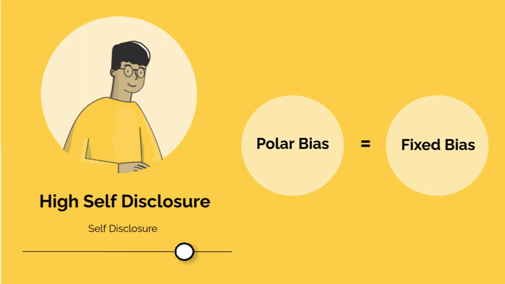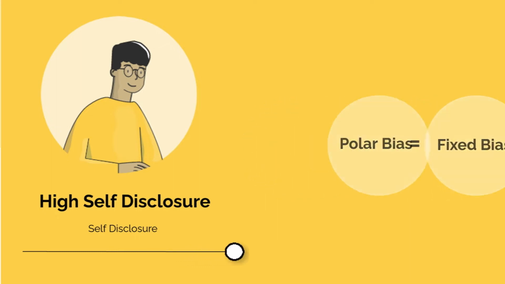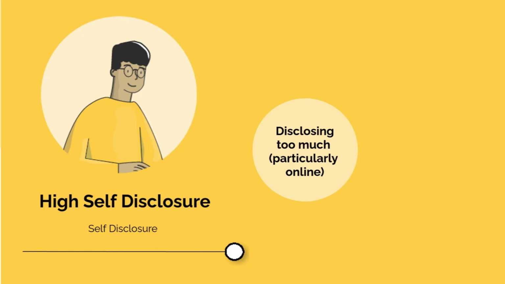A polar bias towards high self-disclosure increases Alex's risk of disclosing too much, making himself vulnerable, particularly online, and dominating conversations with his own thoughts and ideas.